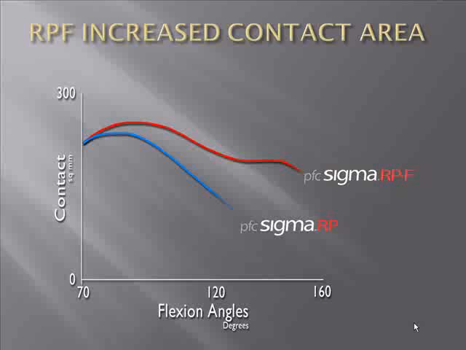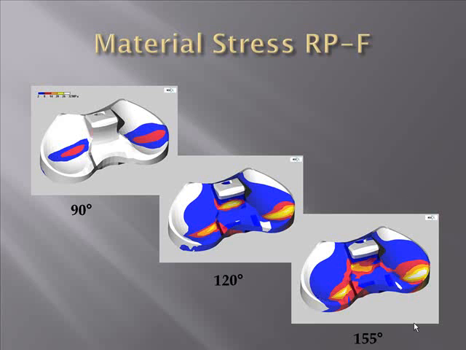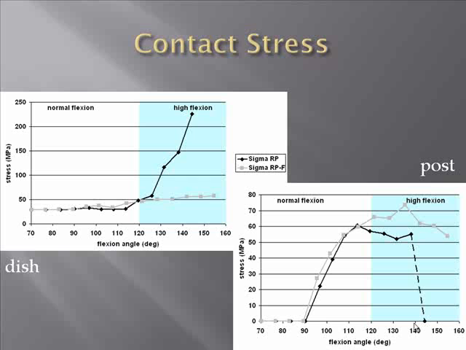And again, shown another way, unfortunately the grading is just up in the corner here, and you'll see that once you get from orange to yellow, that's bad. That's 20 megapascals. With the RPF, you have to go above 150 degrees to get into the white zone. Shown another way, the RP compared to the RPF, when you go into high flexion, the RPF contact stresses will remain low, whereas the RP will rise dramatically at around 130 degrees of flexion. A significant difference.